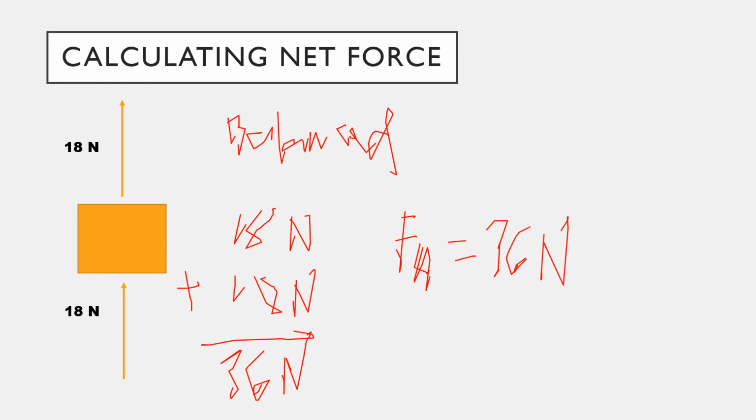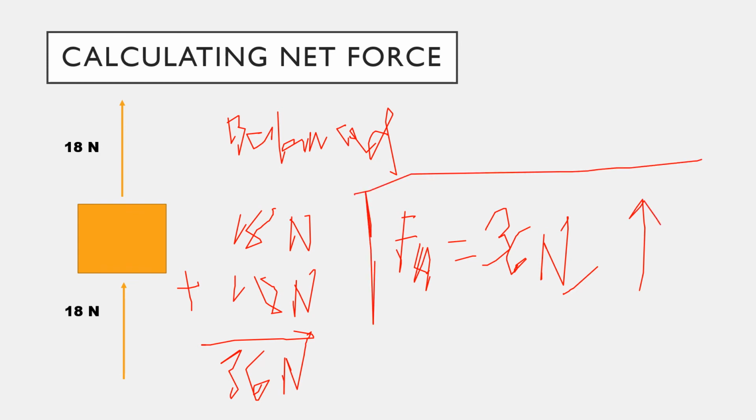Wait, my 3 is not good here. So I'm going to erase and do it again. So we have here 36 Newton. And what direction? Of course, going upward or to the north. So this is your net force. So see guys, it's just easy. If directions are the same, add. If directions are different, subtract.